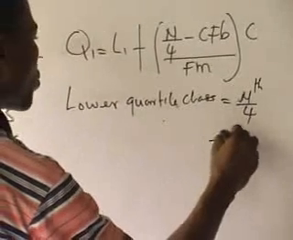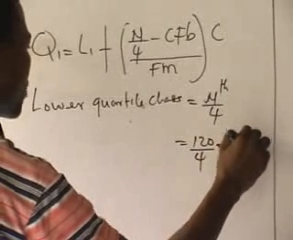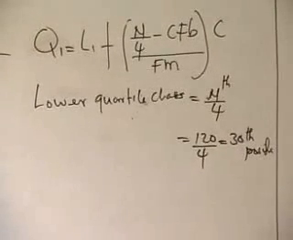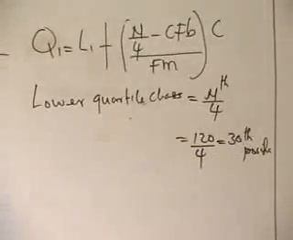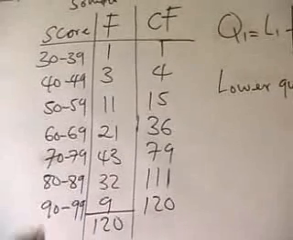So we are now going to say 120 divided by 4, which is called what? 30th position. Are we together? After we have gotten our 30th position, we will now come back here and get our answers one after the other, L1. So this is 30.